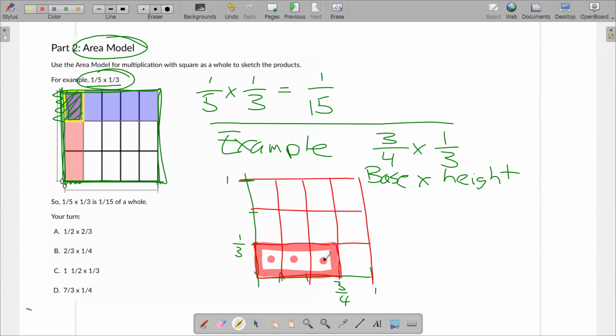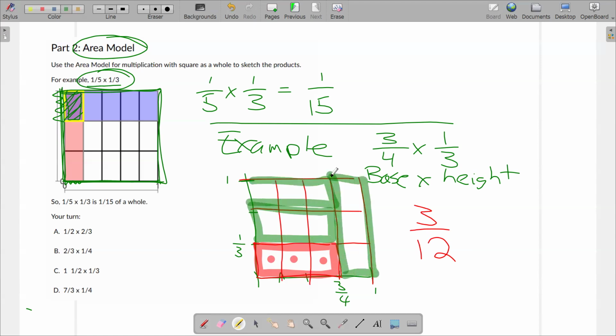Well, there's 1, 2, 3 pieces there, right? Out of, in the whole, 12. So one answer here is 3/12. But if you look at this, you might notice that there's lots of groups of 3 here. There's that group of 3, this group of 3, that group of 3. So another way to look at this is I also have one of those groups of 3 out of 4 in the whole. So 1/4 can also be found too.